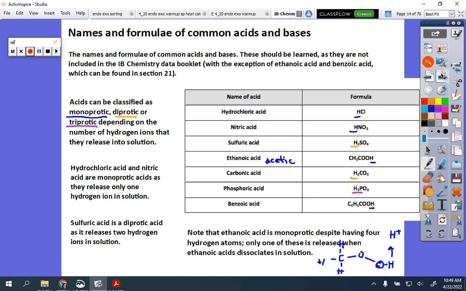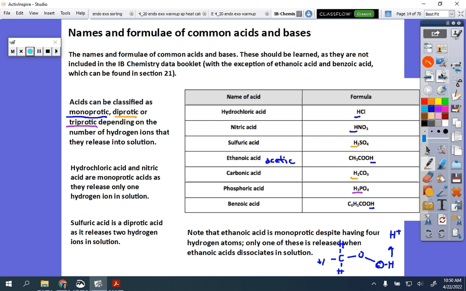And the other thing to note on this slide is that these have different numbers of hydrogens. Something that has multiple hydrogens that can be lost as an acid is polyprotic. So protic for proton. If something is monoprotic, like HCl or HNO3, that means it only has one proton that it can lose. It only has one hydrogen that can be lost as a proton as an acid.